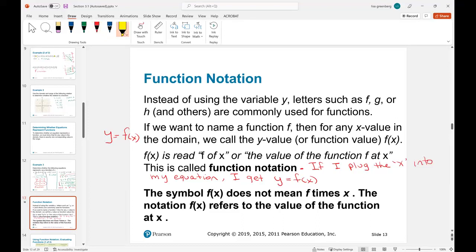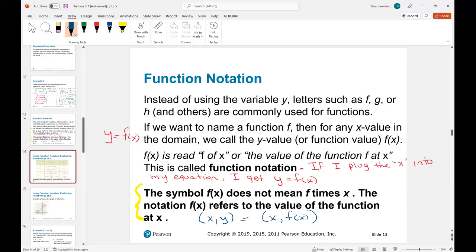And this is real important. A lot of people get this confused. So F of X does not mean F times X. It is a notation that refers to the value of a function at X. So basically, if I were to use my function notation and I had an (X, Y) ordered pair, that's the same as (X, F of X), because F of X is the same as Y. Okay, and I'm going to show you how to use it.